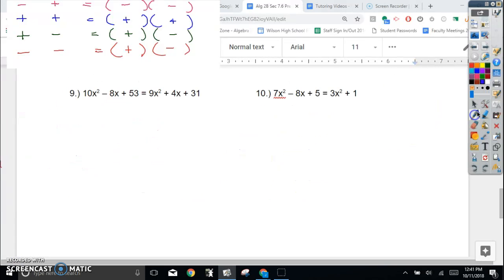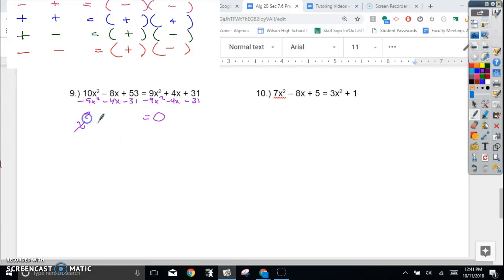So the rest of this video, looks like I'm only going to get 9 finished. So let's go ahead and get this bad boy started. Let's subtract 9x squared over. I'm going to subtract 4x over. And I'm going to subtract 31 over. So that this is equal to 0.